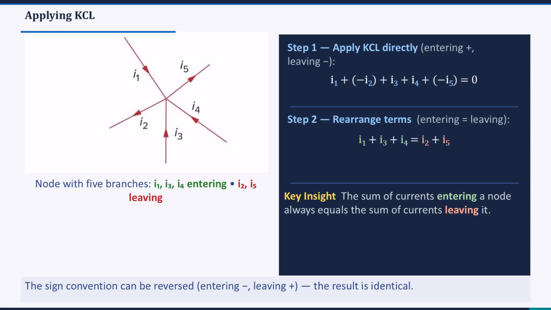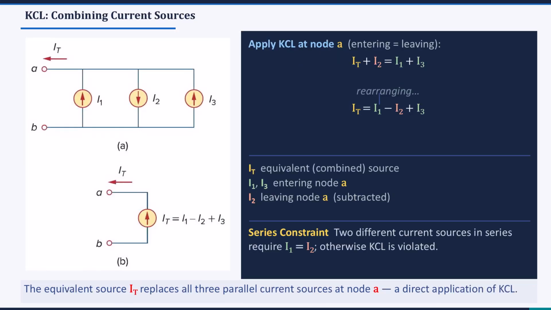And remember, the sign convention can be reversed. You can choose entering as negative and leaving as positive. The final equation will give the same result either way. Now let us see how KCL is used to combine current sources.